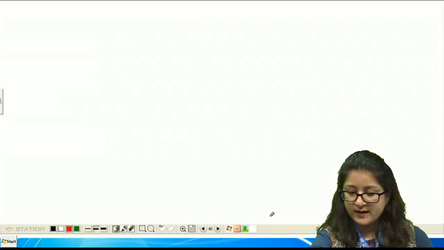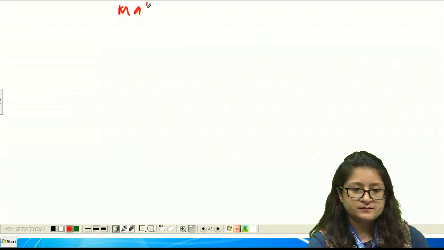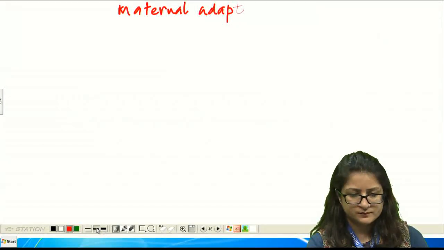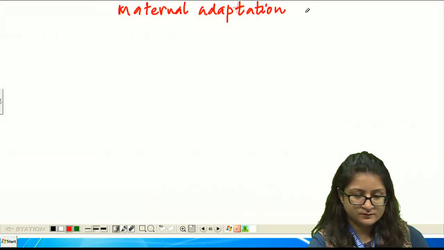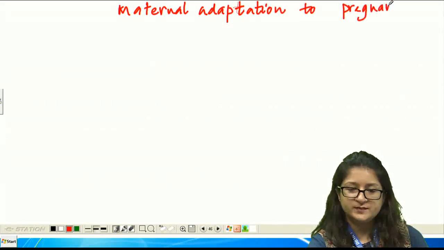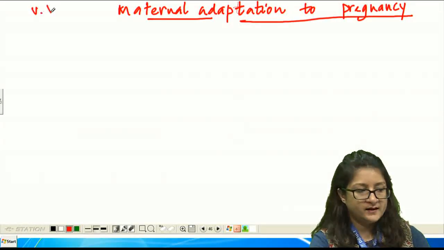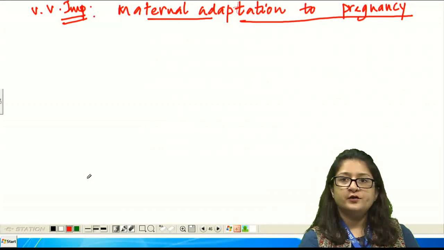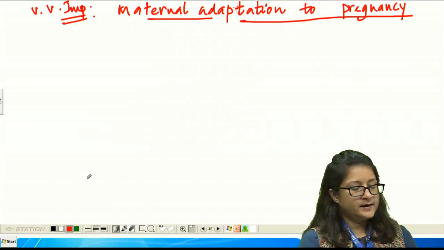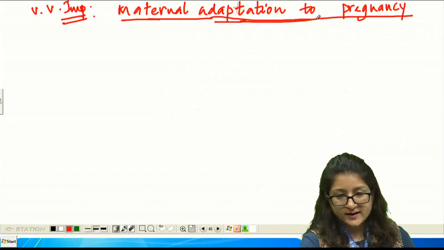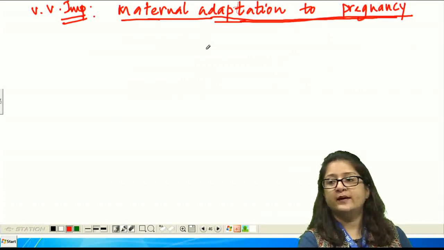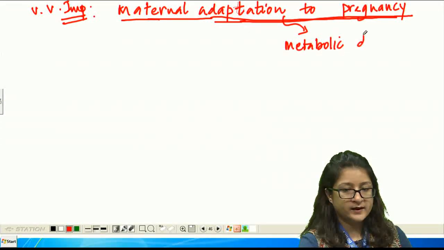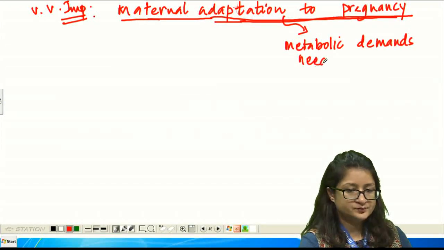So let us briefly talk about maternal adaptation to pregnancy. This is a very, very important topic in obstetrics, especially for your PGI exams and also for your AIIMS exams. So what happens in maternal adaptation to pregnancy? You should remember that maternal adaptation to pregnancy is mainly to support the growing fetus and the growing demands of the mother and the fetus, all right? So there are metabolic demands that need to be met.